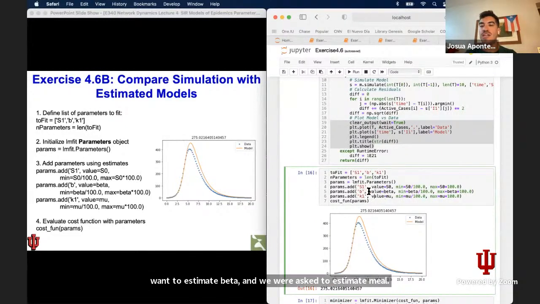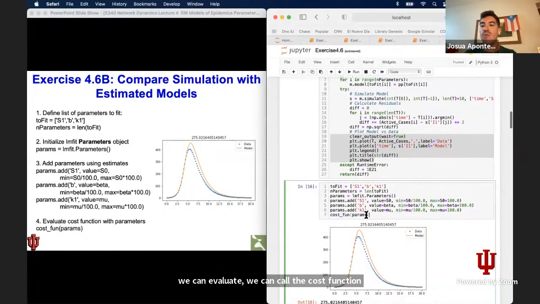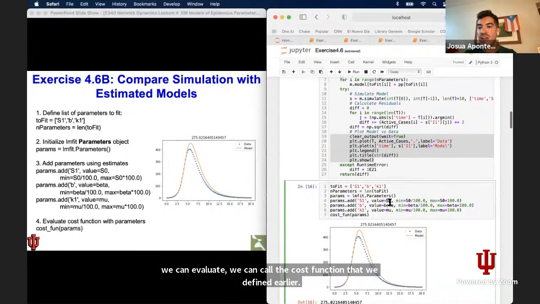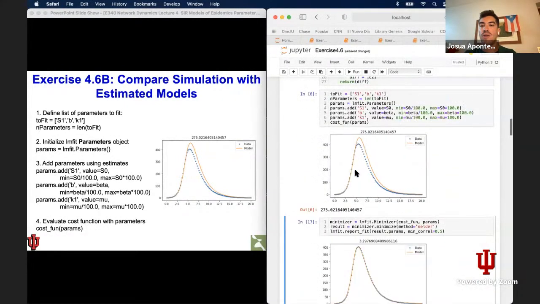So we just initialize each of these parameters, and then we can call the cost function that we defined earlier with the values of these parameters that we estimated in the previous exercise. And when we run it, we see that we were a bit off. And we knew that because we already knew what the values of the parameters are. But in reality, you don't know what the values of the parameters are. And looking at a plot like this is an indication of how far or close you are from your data.